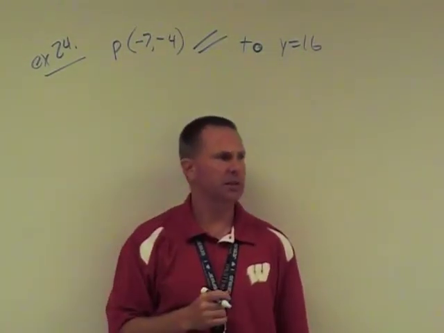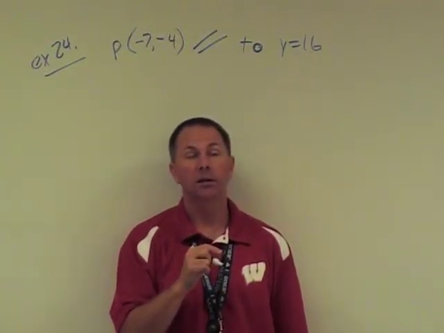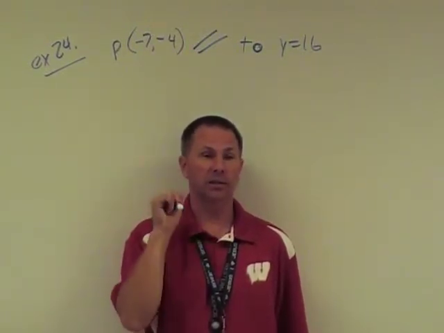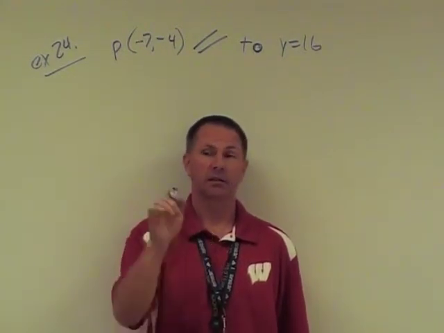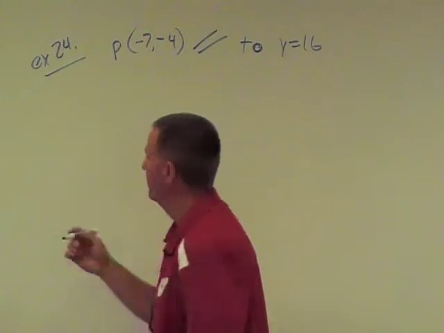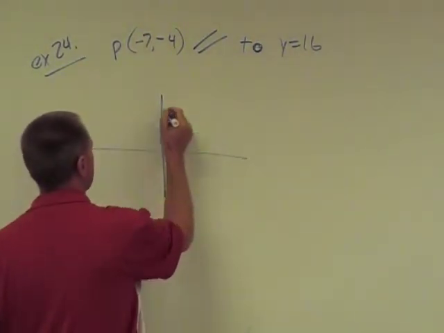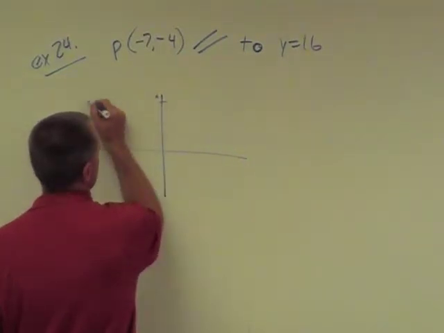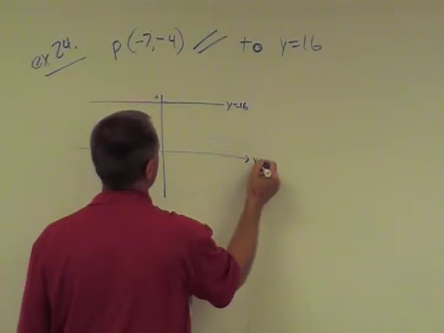What is y equals 16? It's not the y-intercept. It is the equation of a line. It's the horizontal line. A horizontal line going through the y-axis at 16. So let's say this is 16 here. So this is y equals 16 right there.